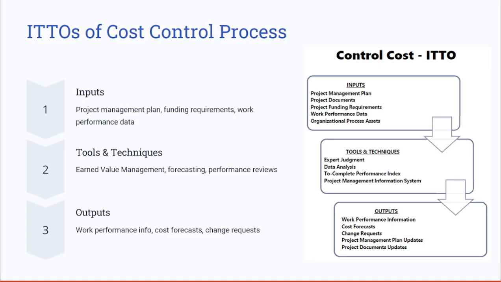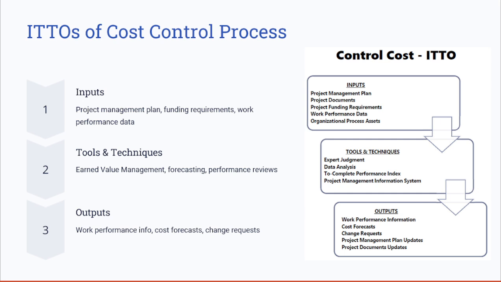Understanding the ITTOs of cost control is critical for their effective implementation. For example, using earned value management (EVM) as a technique allows the project manager to assess performance through indicators like the Cost Performance Index. If you recall, we have the SPI, or the Schedule Performance Index. Now we have the Cost Performance Index, which is known as the CPI. Also, the outputs such as cost forecasts and change requests, if needed, guide decision making to ensure that the project remains financially viable.